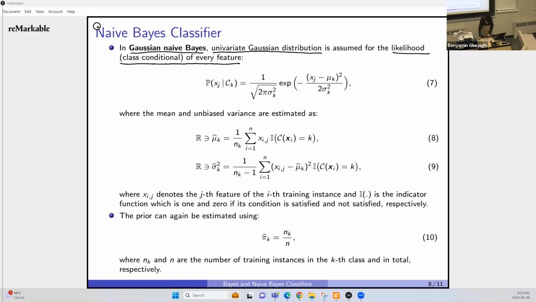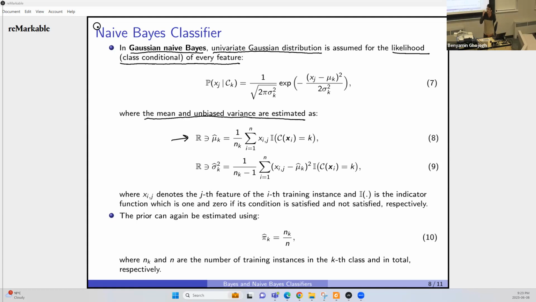Now the mean and unbiased variance are estimated as this. So this is the mean. What does it mean? This is the mean of the kth class. However, note that we are considering the jth feature, right? So this Gaussian distribution is univariate. It's not multivariate. It's not for a vector. It's for a scalar, right? It's univariate, and its mean also is a scalar, right?